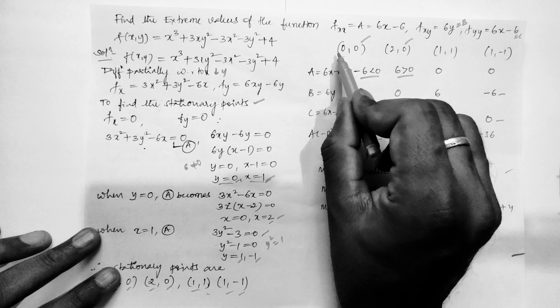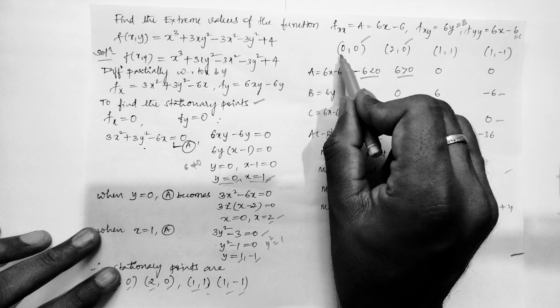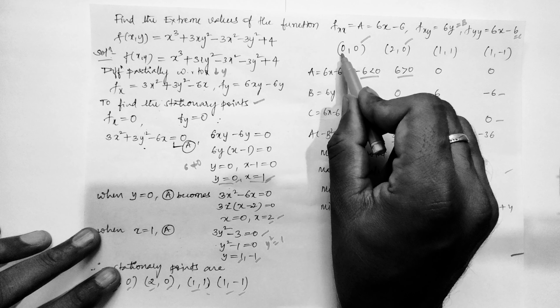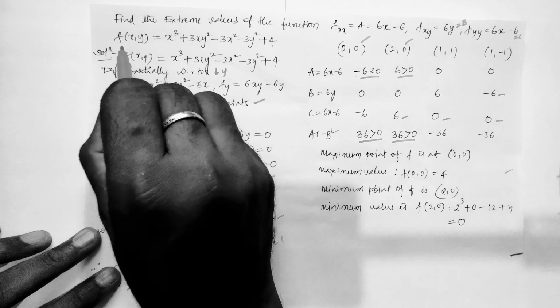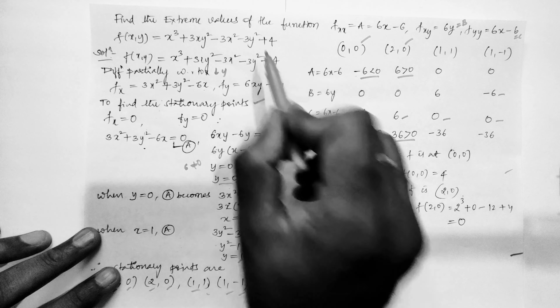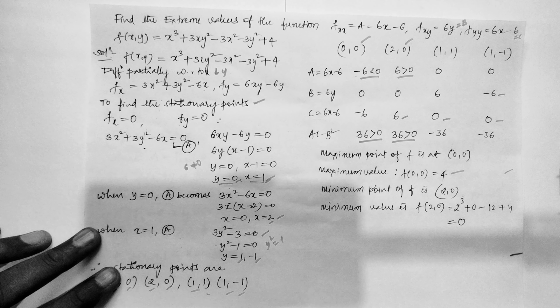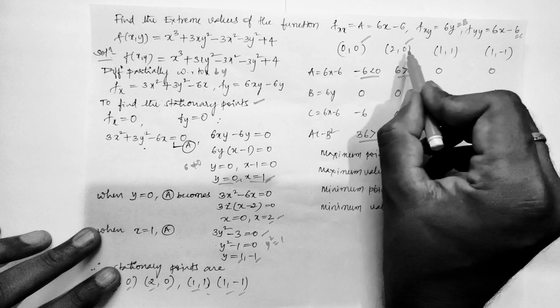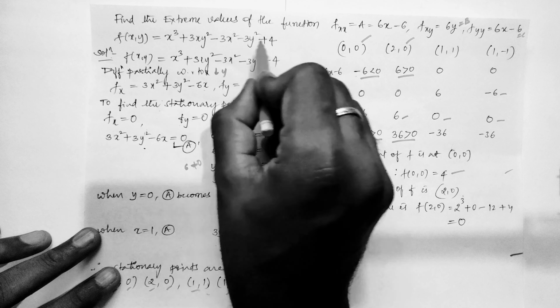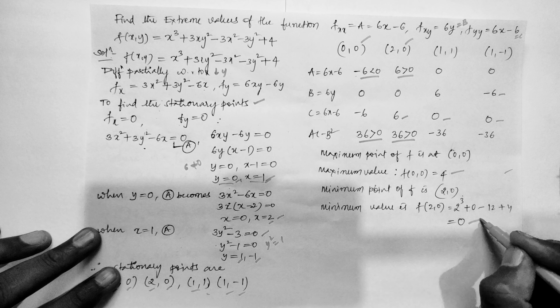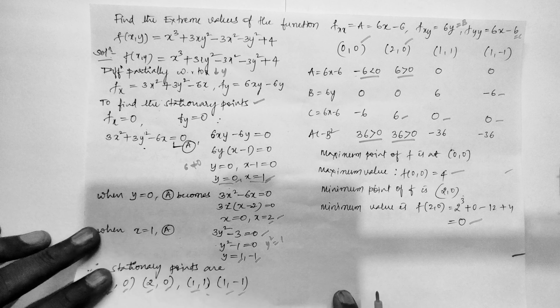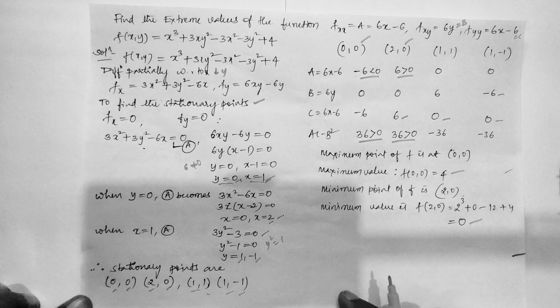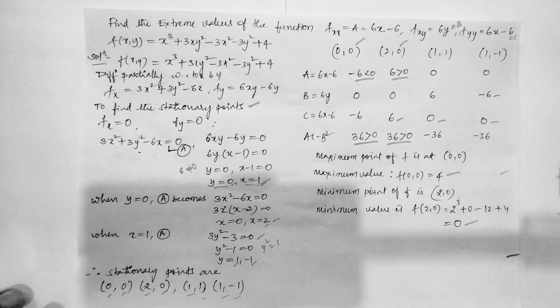So you can substitute to find out the maximum value. Substitute x equal to 0 and y is equal to 0 here. You will get 4 value. This is the maximum value. To find the minimum value, substitute x equal to 2 and y is equal to 0 here. You will get 0. So this is the way to find out maximum and minimum value of the function and verification.